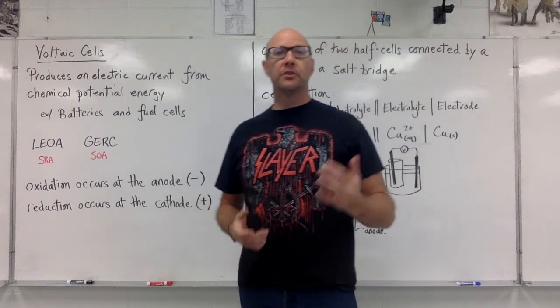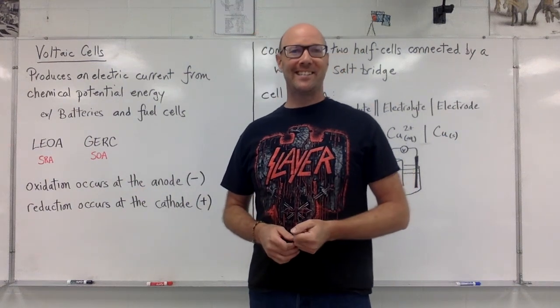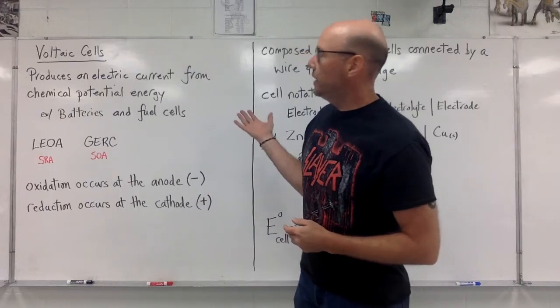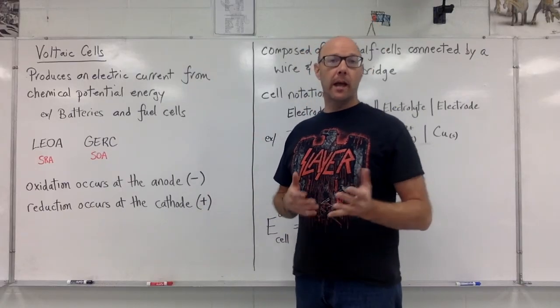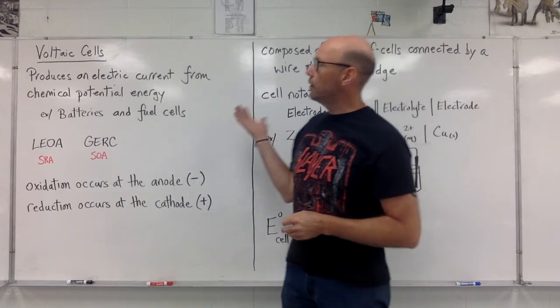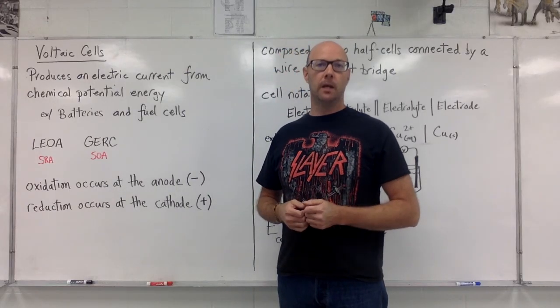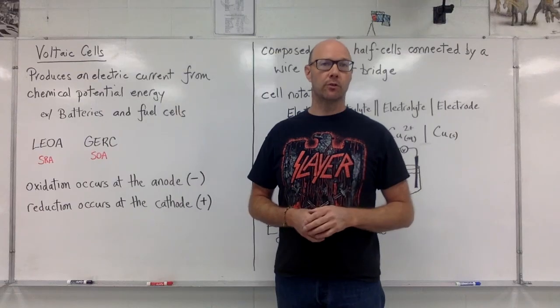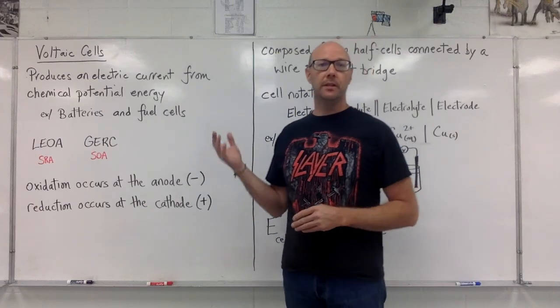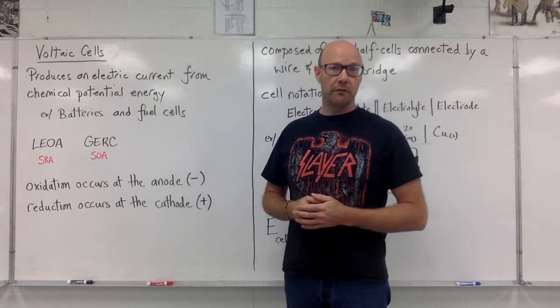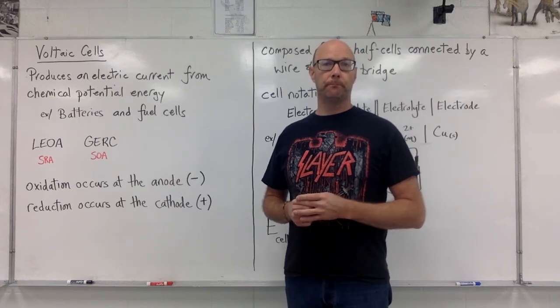Hi everyone, this is our first look at voltaic cells. Voltaic cells are a type of electrochemical cell that ends up converting chemical potential energy into an electric current. They use chemicals to make electricity. So examples of these are batteries, different types of fuel cells as well.